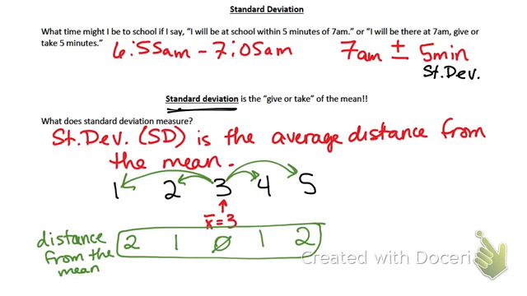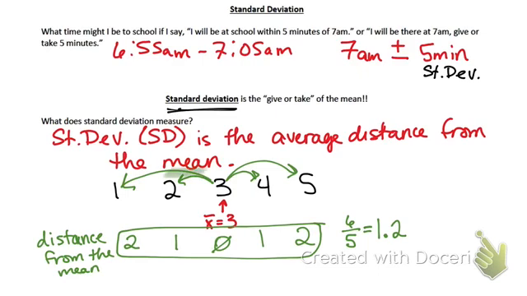What is 2 plus 1 plus 0 plus 1 plus 2? 6 divided by 5. There are 5 numbers here. What is 6 divided by 5? 1.2. Ladies and gentlemen, this is the standard deviation. On average, this data varies from the mean by about 1.2. Sometimes it's more than 1.2. Sometimes it's less than 1.2. But on average, it deviates from the mean by 1.2.